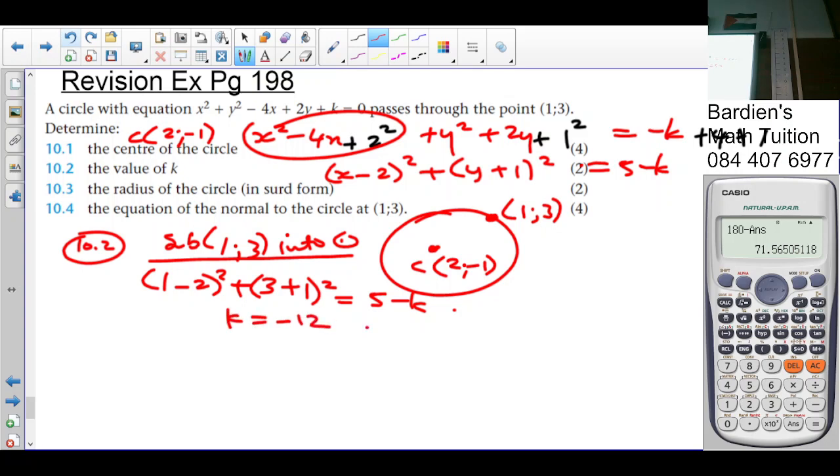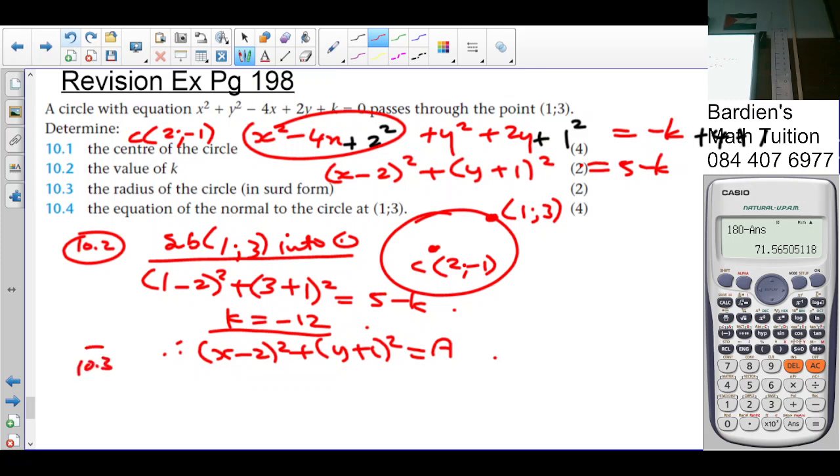Let's check if that's correct. Alright. So now my circle reads, that's what they're looking for. It's going to be (x minus 2) squared plus (y plus 1) squared is equal to 5 minus 12, which is going to give you 17. Okay. You sure it's negative 12? Yes, sir. Alright, let's go to 10.3.